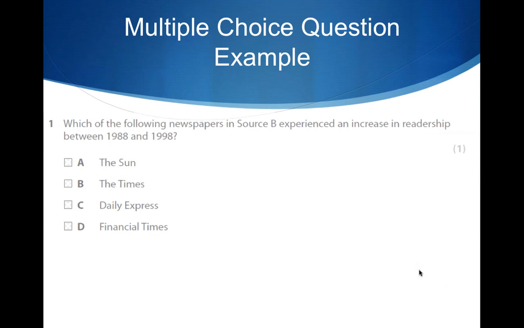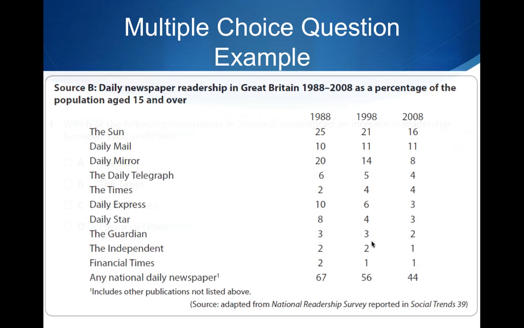So here's an example of the question in your paper. It says, which of the following newspapers in source B experienced an increase in readership between 1988 and 1998? Now there are 4 possible answers that you're given. What I would recommend you do here is look down each of the examples. So it says The Sun, The Times, Daily Express, Financial Times, and look at the source and then go through each of those one by one. So if we look at The Sun, has that increased between 1988, where there was 25%, and 1998, where there was 21%? Well, no, because it's gone down, so The Sun can't be the answer.